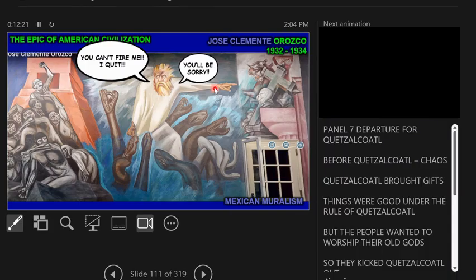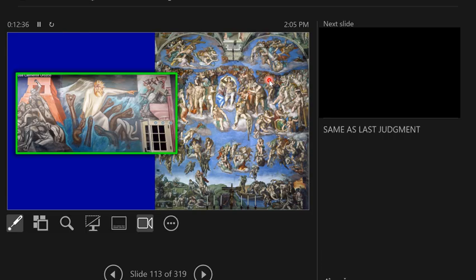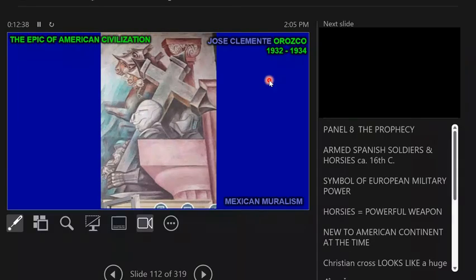And then over here, he's pointing to this. Do you see what this is? Yeah, it's a cross. He says, I'll be back. And when I come back, you'll be sorry. What does that sound like to you? It sounds like the Last Judgment. All right. So, but anyways, he's pointing to this, and he's making a reference to when the Christians come, it's not going to be pleasant for the people of Mesoamerica.